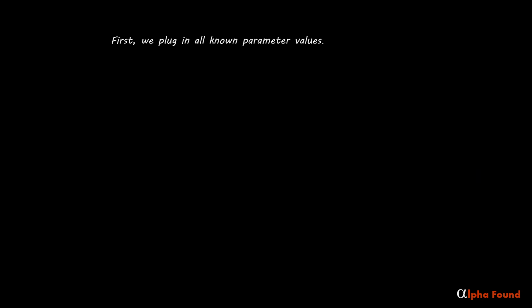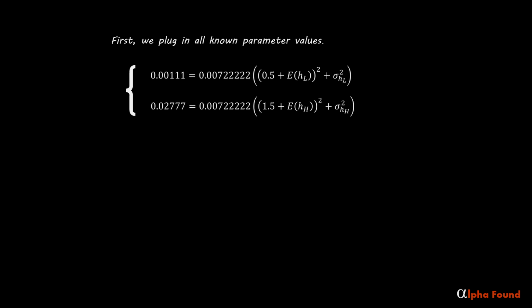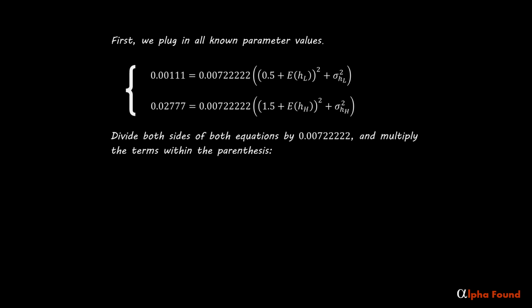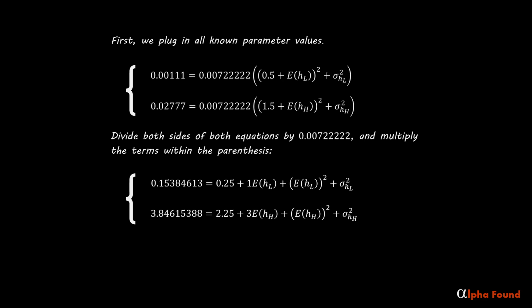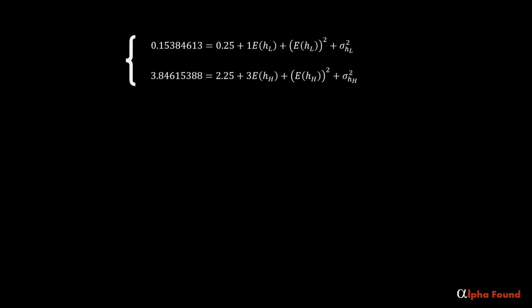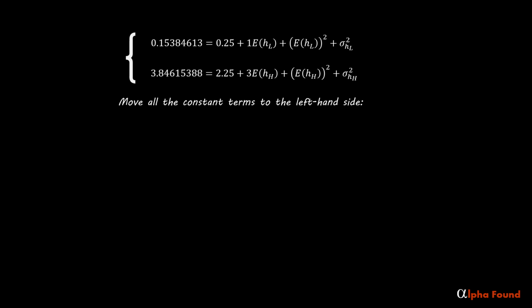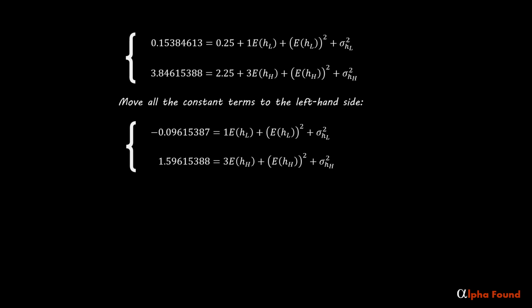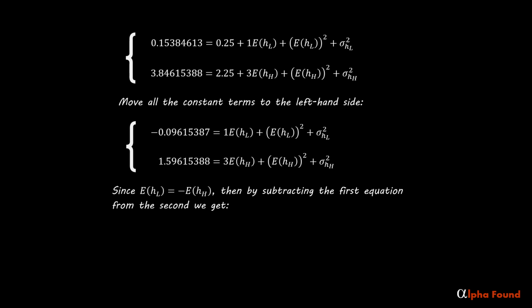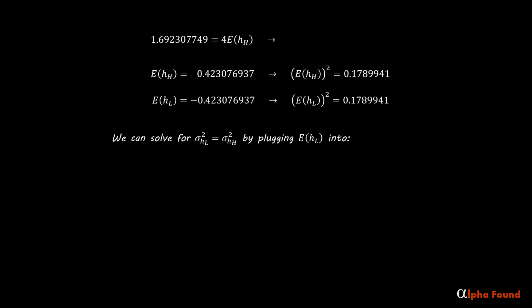First, we plug in all known parameter values. Divide both sides of both equations by 0.00722222 and multiply the terms within the parentheses. Move all the constant terms to the left-hand side. Since the expected low h equals minus the expected high h, then by subtracting the first equation from the second, we can solve for the variance of h by plugging the expected low h into equation 23.2a.